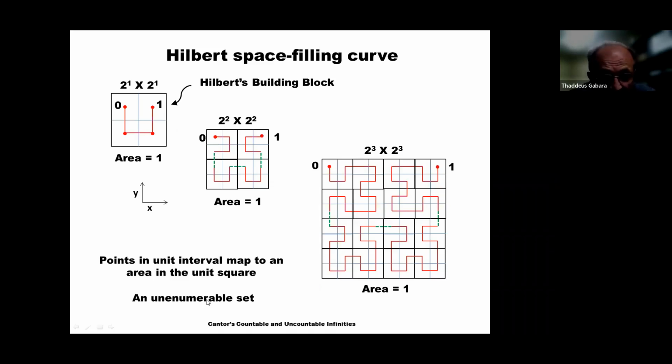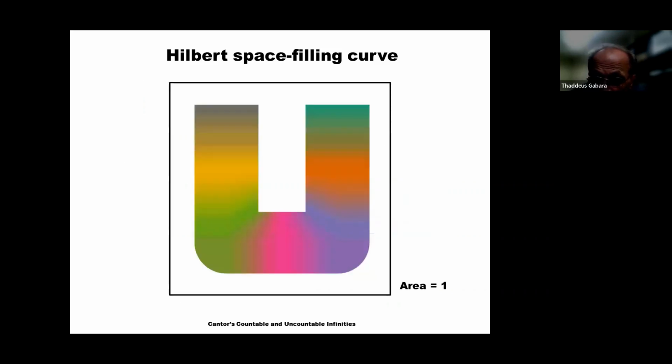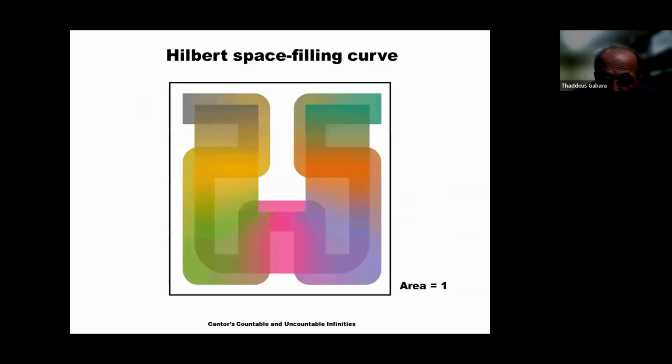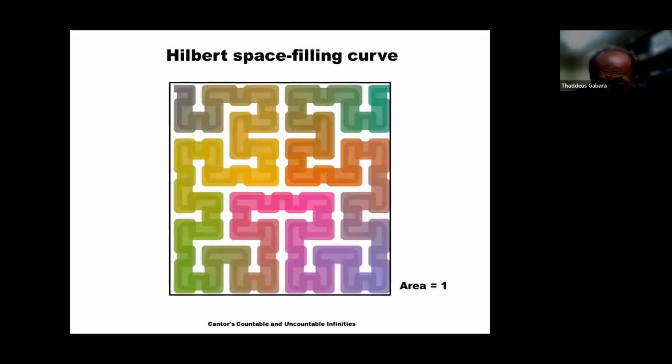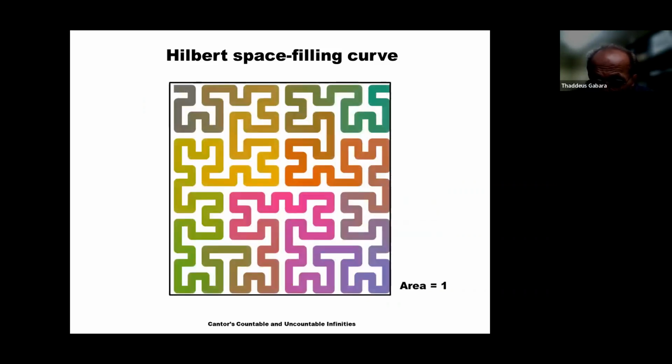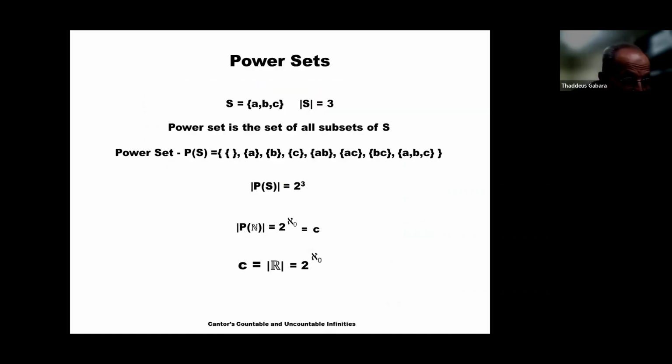It's an unenumerable set, but it's the same size as the set of numbers on the linear line. And here's an example of how it might grow. And this could continue on and on until you fill up that whole square. And the numbers that are there is C, the continuum.